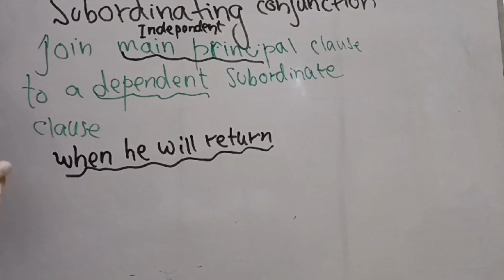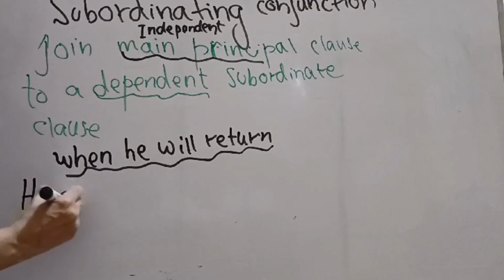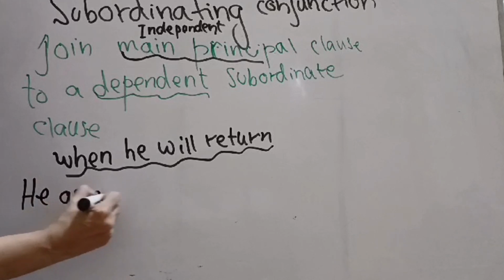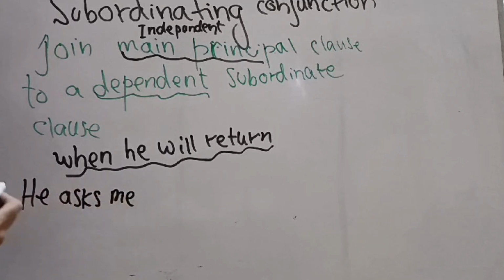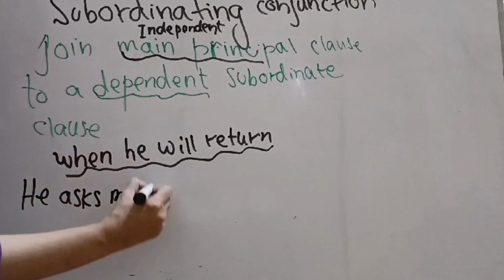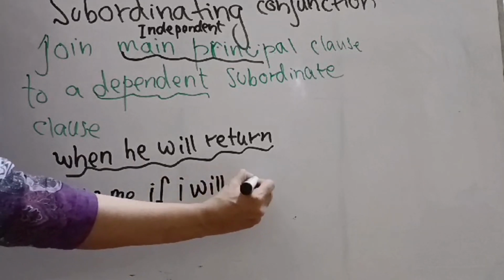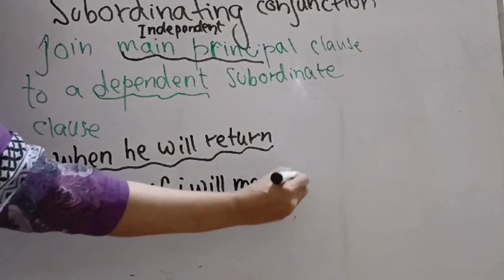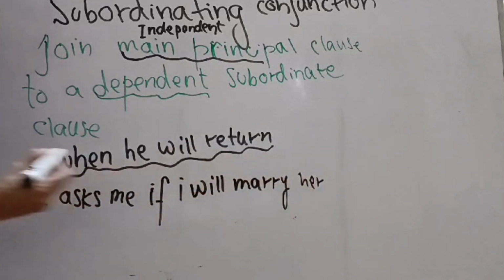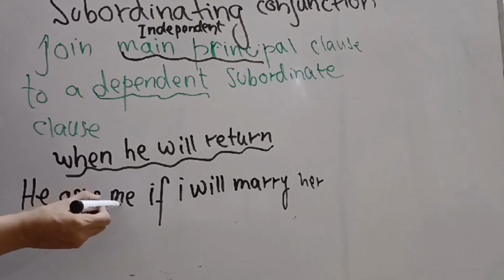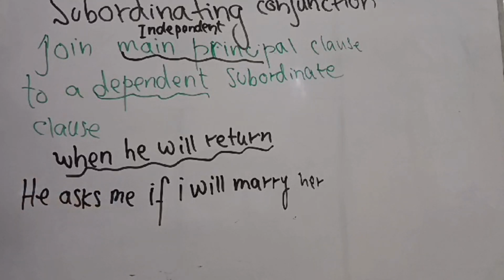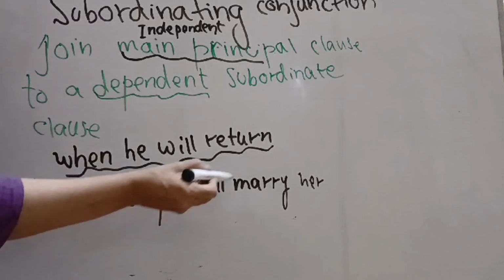Here I am going to write an example. For example, if I say, he asked me if I will marry her. He asked me is the main principal clause, joined to a dependent subordinate clause, if I will marry her.